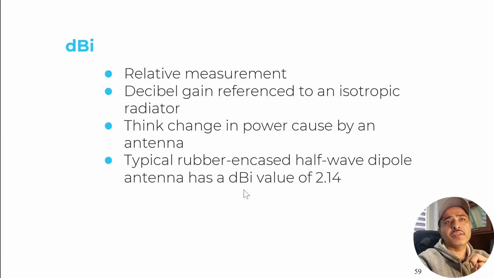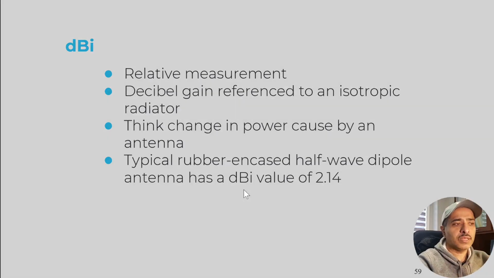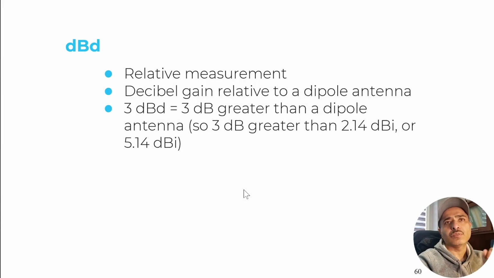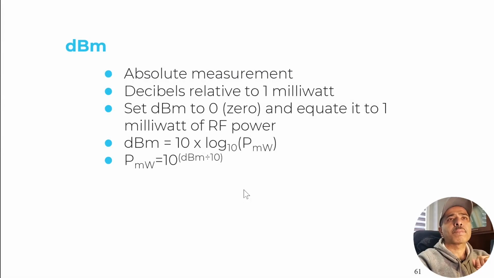Again, dBi is a comparison with an antenna, and similarly we have dBd, which is dipole. Just giving you that. dBm, again, is an absolute measurement, which is used mostly.